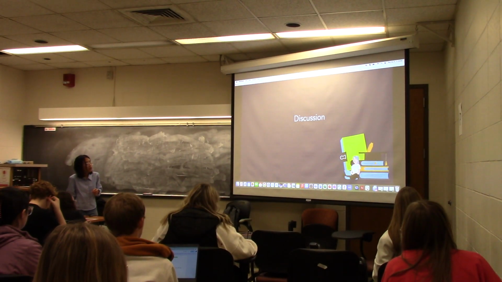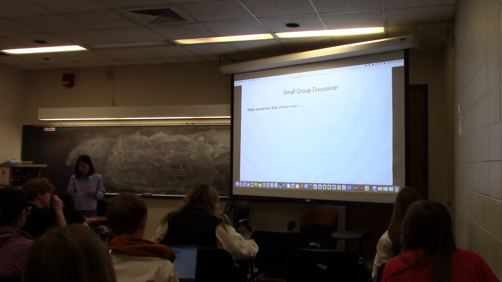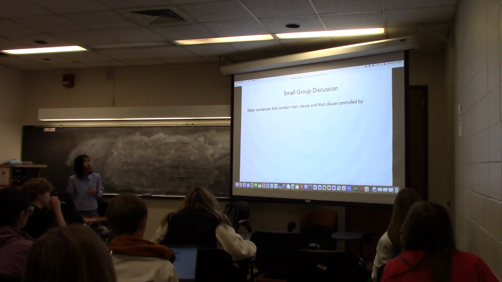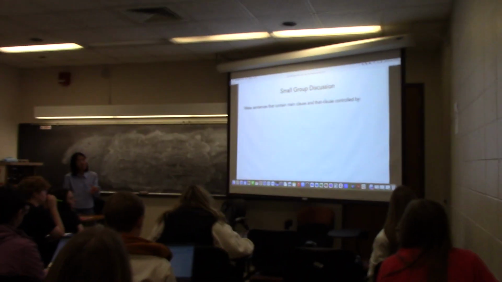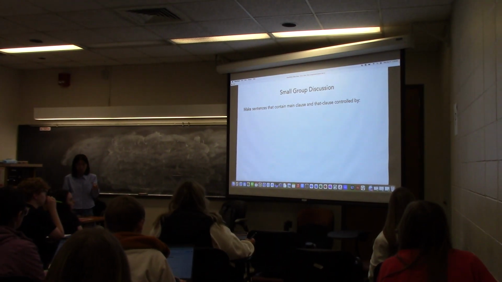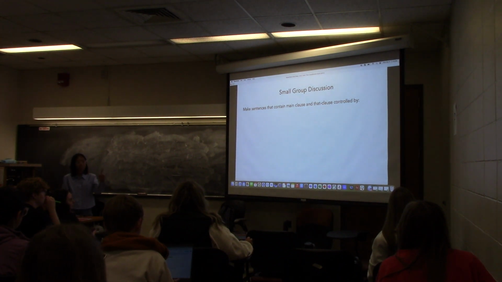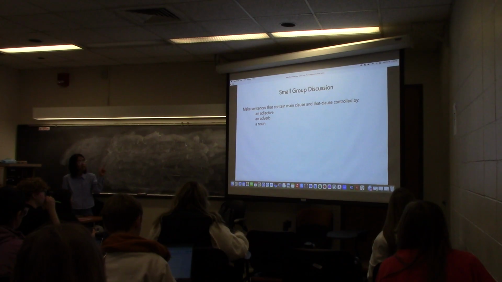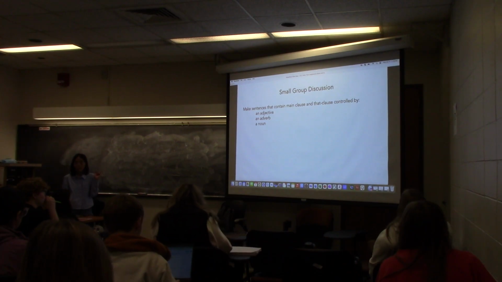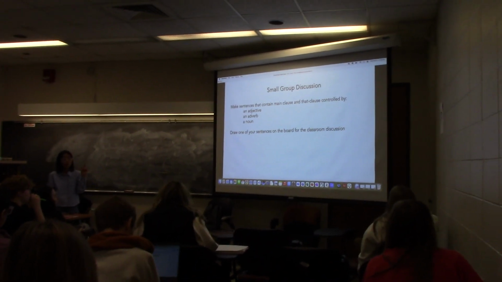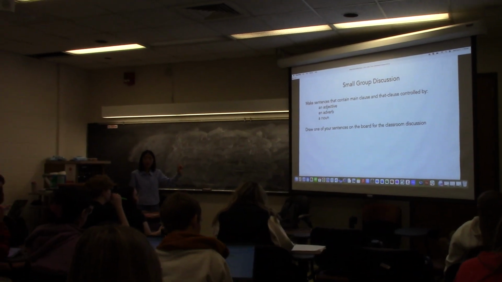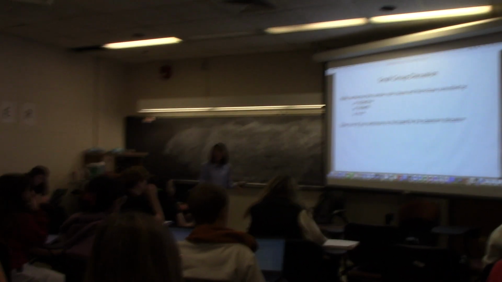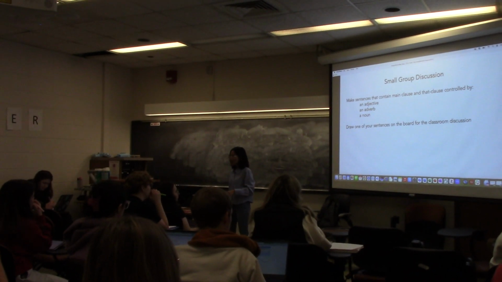Now, I want you to sit in small groups, and what you're going to do is make sentences that contain a main clause and the that clause, controlled by an adjective, controlled by an adverb, and controlled by a noun. Okay? Then later on, you need to draw one of your sentences on the board, and we're going to learn from your sentence how to draw the tree diagram.